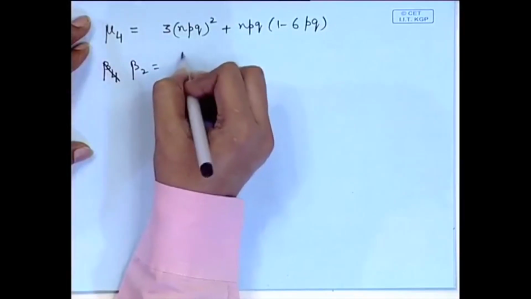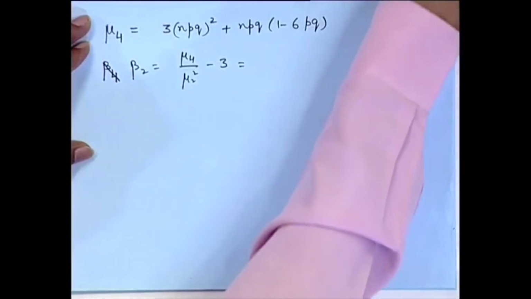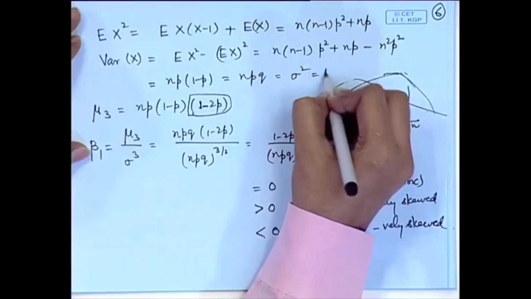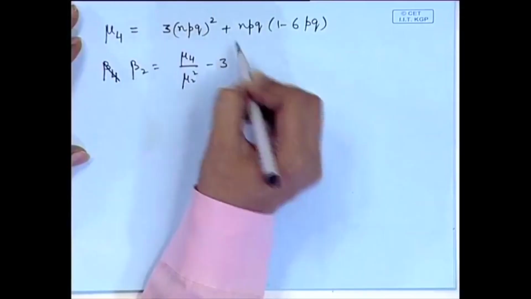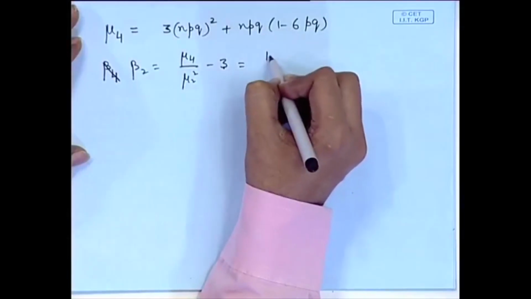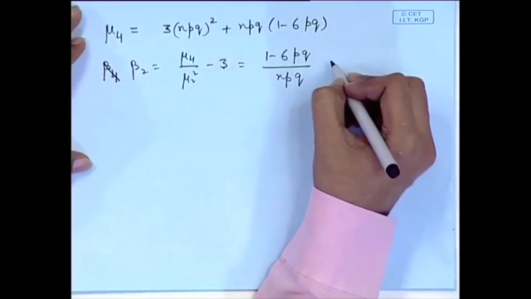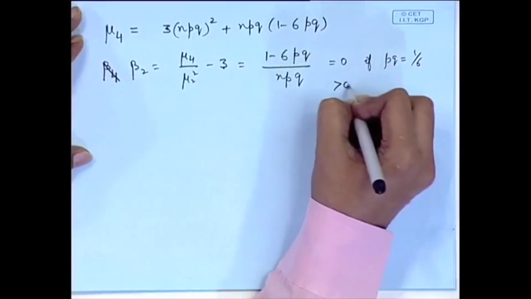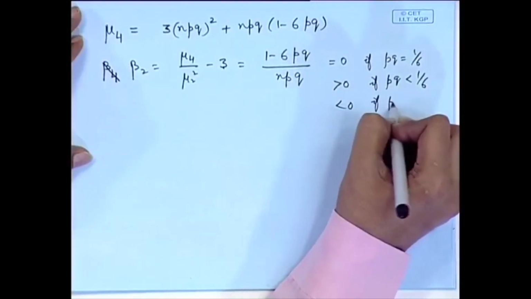So, if you look at the coefficient beta 2, it is equal to mu 4 by mu 2 square minus 3. So, mu 4 is this term and mu 2 is n p q. So, mu 2 square becomes n p q whole square. So, if we consider mu 4 by mu 2 square, this will give me 3 here and 3 minus 3 will cancel out. So, we are left with 1 minus 6 p q divided by n p q. So, obviously, this is equal to 0 if p q is equal to 1 by 6, it is greater than 0 if p q is less than 1 by 6, it is less than 0 if p q is greater than 1 by 6.